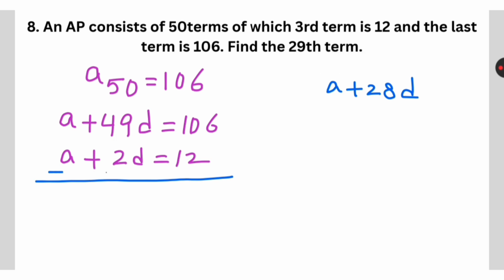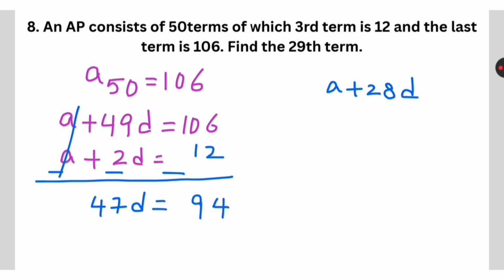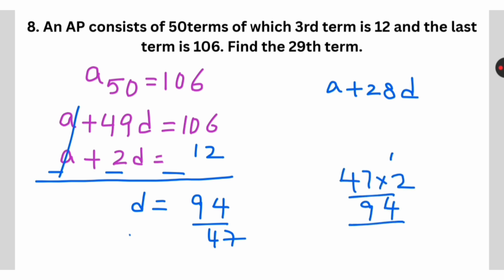So let's subtract on both sides. Plus A minus A gets cancelled. 49d minus 2d gives 47d. 106 minus 12: 6 take away 2 is 4, 10 take away 1 is 9. So that is 94. Now divide both sides by 47. Then here we are getting d only. 47 times 2 is 94, so we can easily cancel. So the common difference is 2.